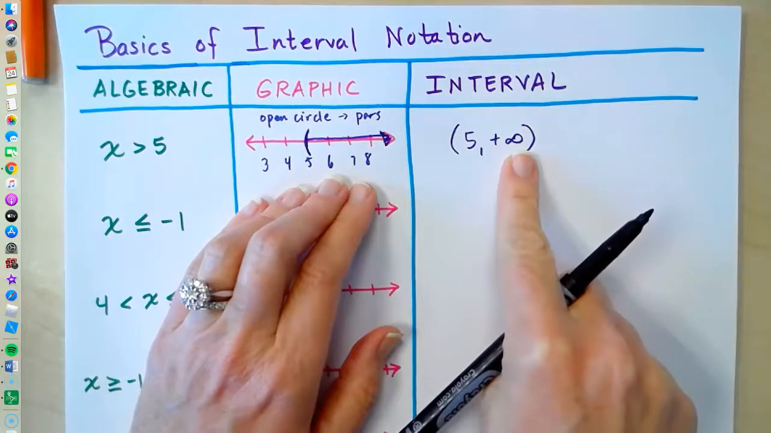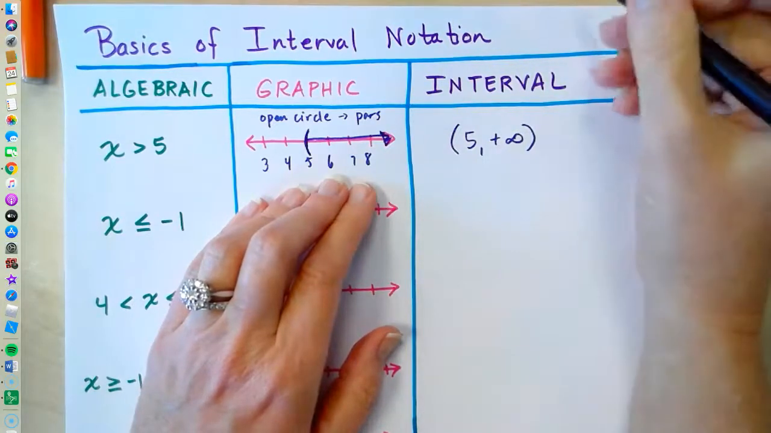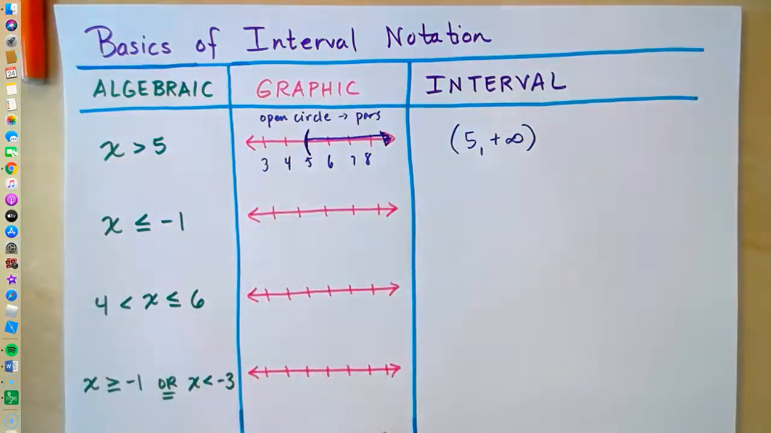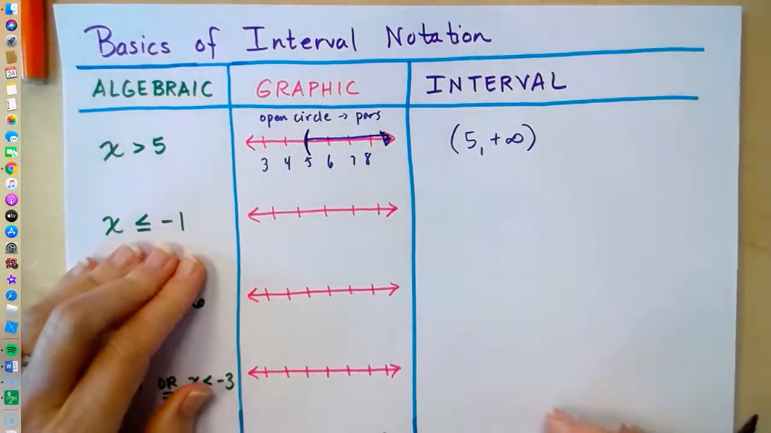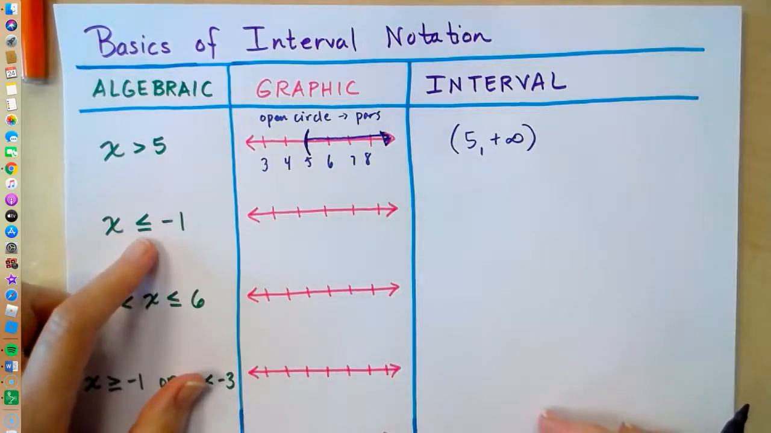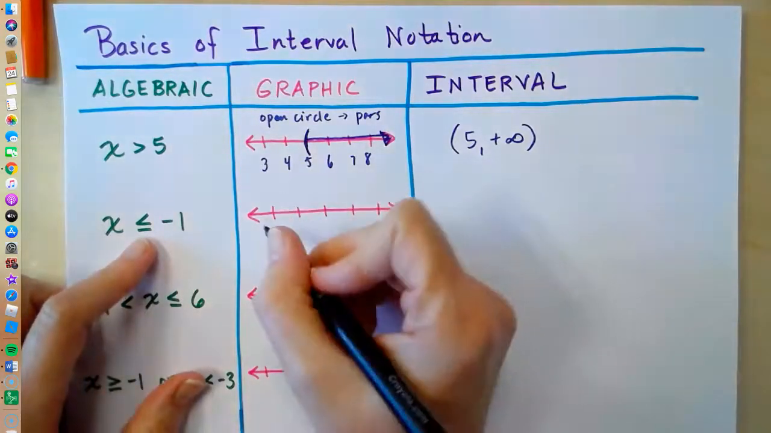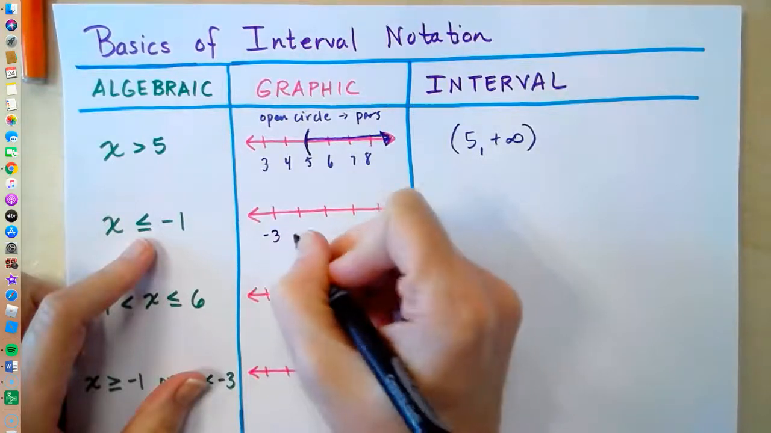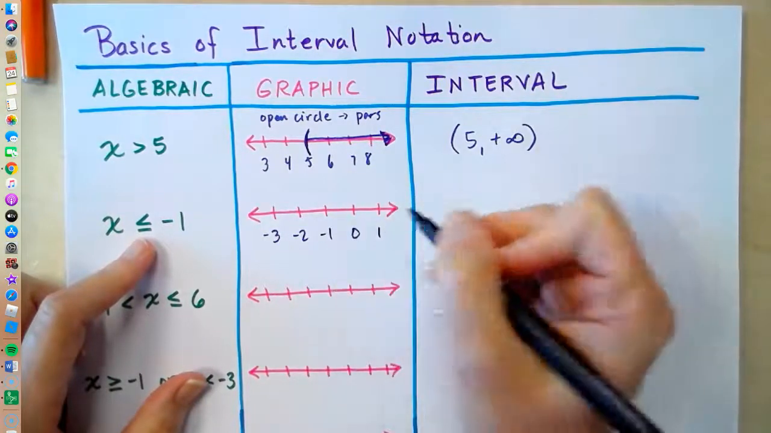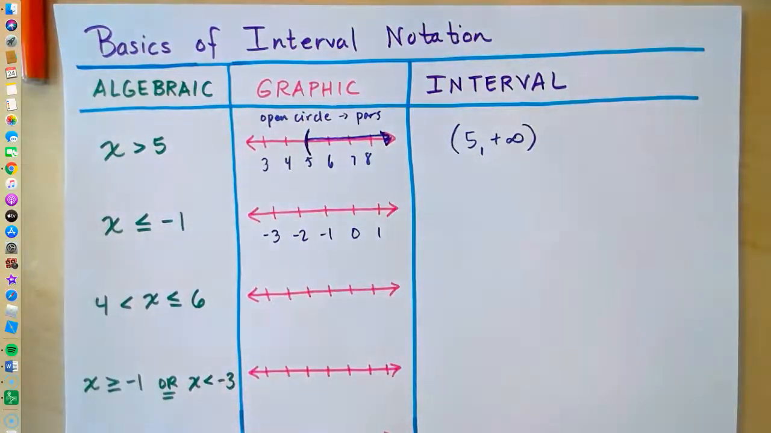And notice that infinity is always going to be bound with a parenthesis. So, parentheses do not show inclusion, a bracket does. That's what we're going to see here on the next one. The next one is x is less than or equal to -1. So let's number our number line. And your number line, whenever you're making these, it just needs to be whatever meets your need.